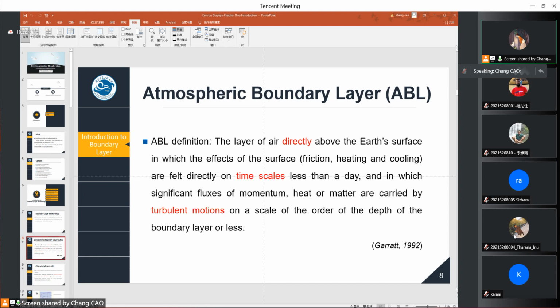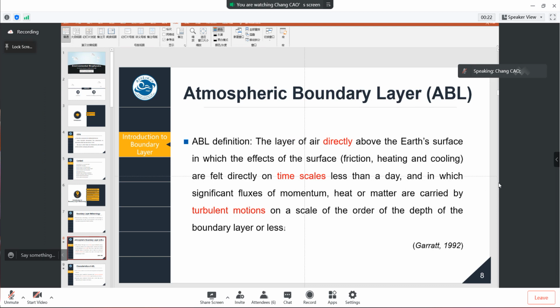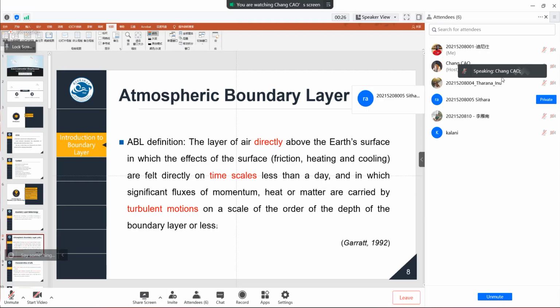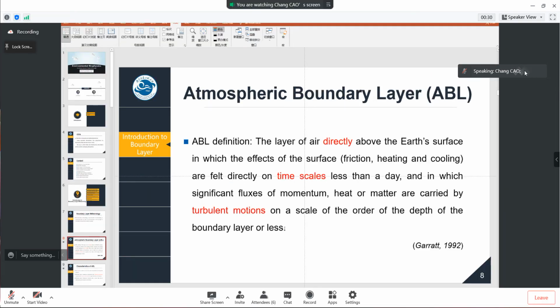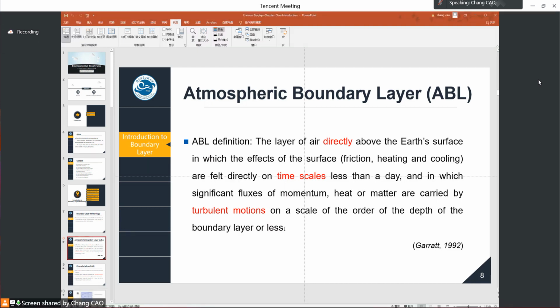That makes the ABL have very obvious diurnal variation. So this is also a very important part about ABL. If we recall what you have learned before, you must know that temperature or moisture, maybe specific humidity or relative humidity, can you still remember that usually they will have very obvious diurnal variation?